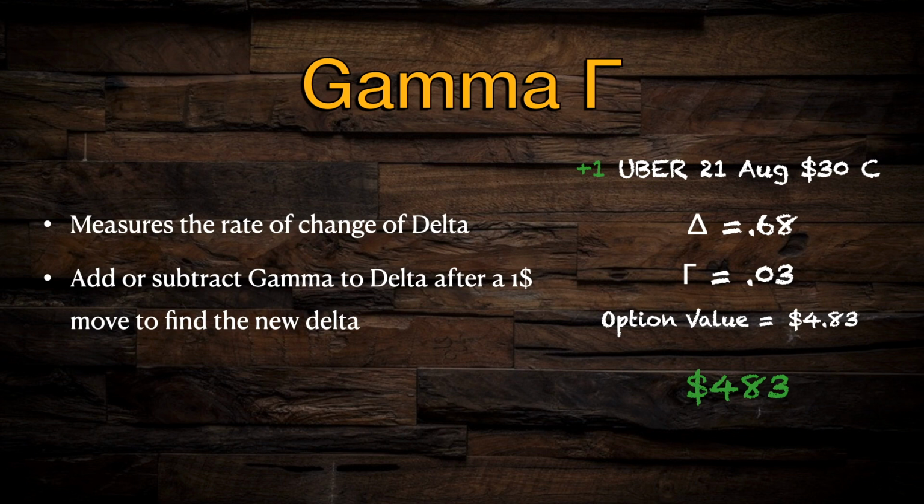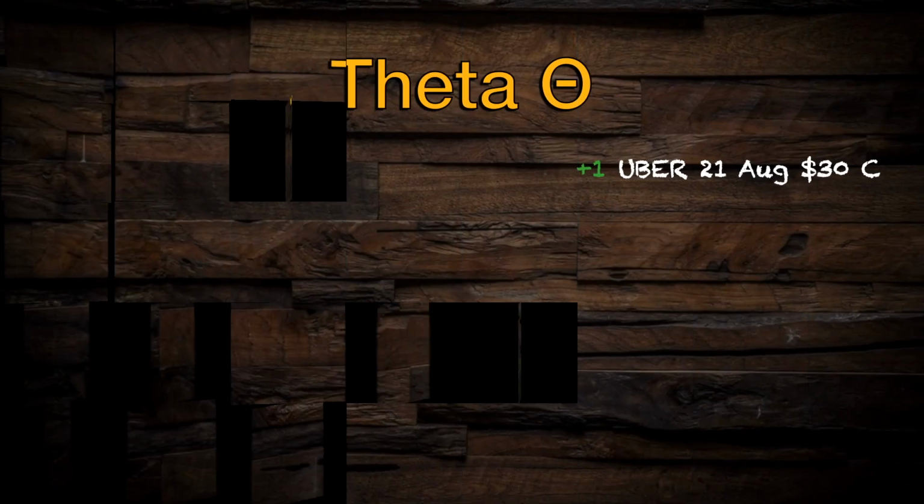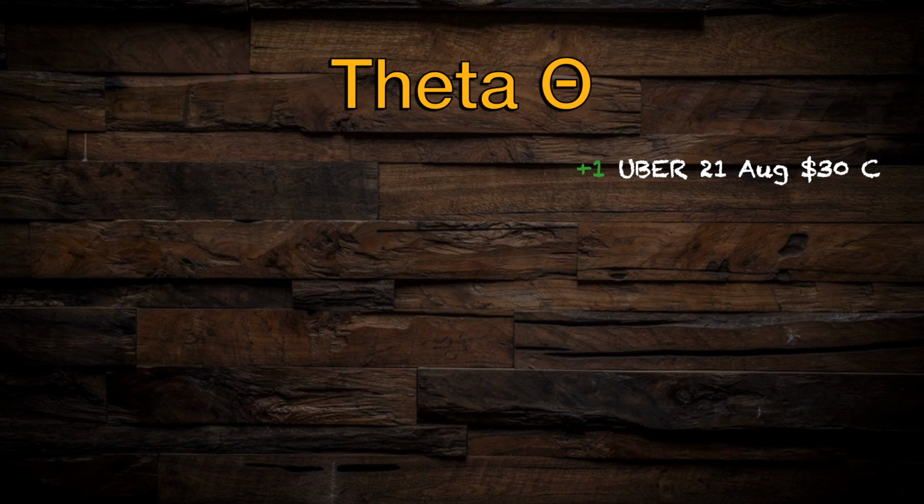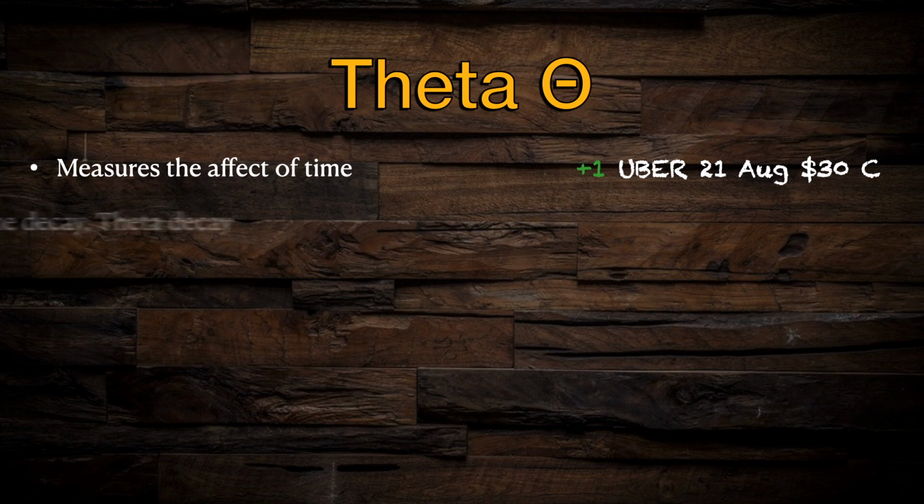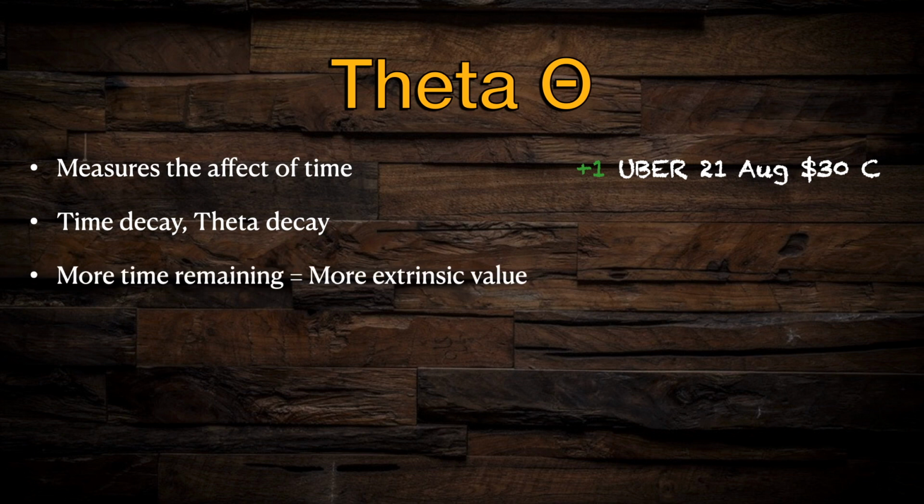The third Greek that I want to look at is called theta. Theta can tell us how an option will react to the passage of time. This is often referred to as time decay or even theta decay. If you remember back to my very first video on options, you'll remember that essentially the main thing you are paying for when you purchase an option is time. So generally speaking, the more time remaining on a contract until expiration, the more extrinsic time value that option will have.